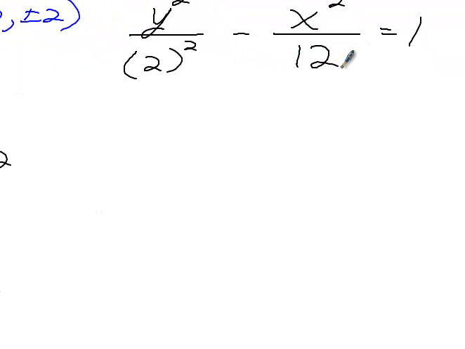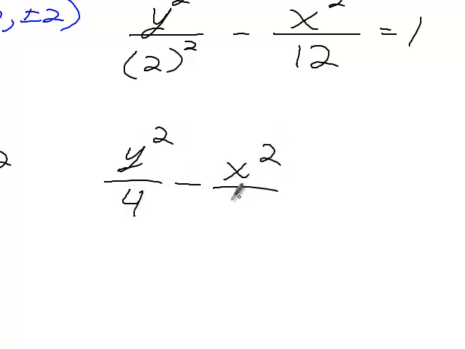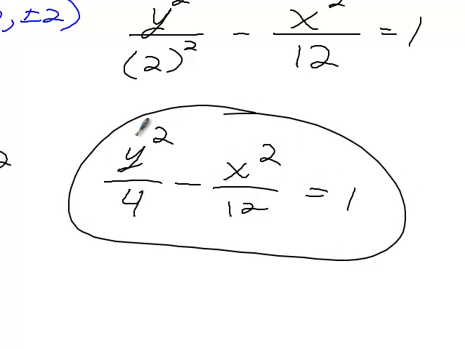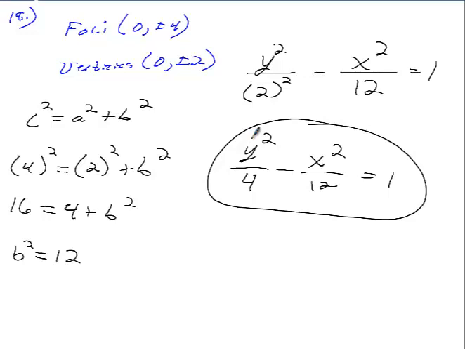Okay, what's important is that I don't square this again. This is not 144. Everybody all right with that? Yes, no, maybe? All right, and then what's 2 squared? 4, thank you. So I get y squared over 4 minus x squared over 12 equal to 1, and I'm done. Any questions on how I found A, B, or the format?